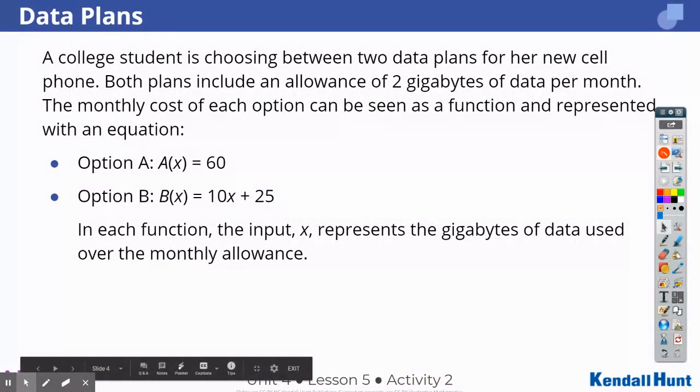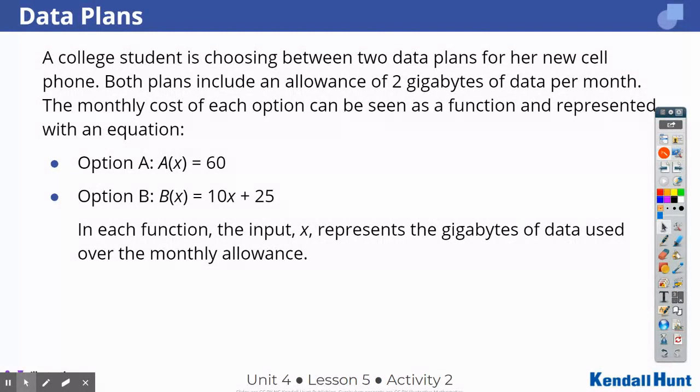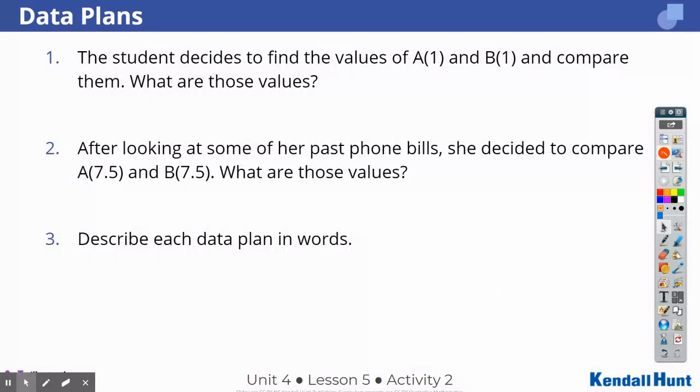Okay, so our problem today that we're going to look at is a college student is choosing between two data plans. She's got option A and option B represented by the equations shown. Each plan allows her to have 2 gigabytes of data, and we're going to kind of investigate these plans to see which one is the best.